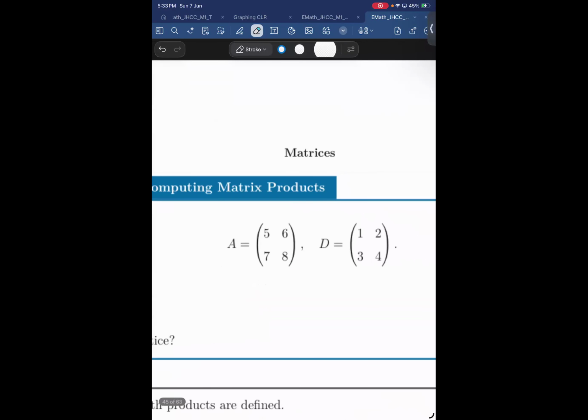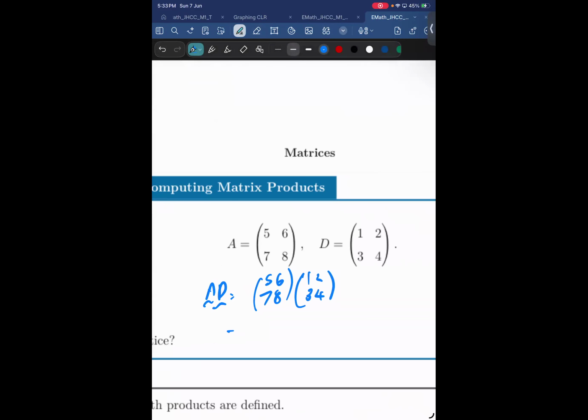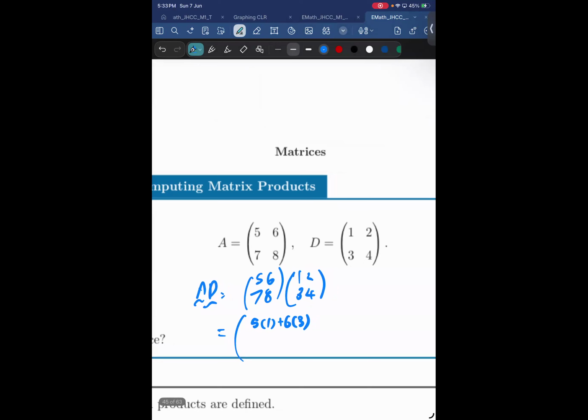AD is this. AD equals 5, 6, 7, 8 times 1, 2, 3, 4. Okay, so the output here will be 2 by 2. So the first entry is row one of the first matrix multiplied by column one of the second matrix. So 5 times 1 plus 6 times 3. Thereafter, the next entry is row 1 of the first matrix times column 2. So it's 5 times 2 plus 6 times 4.